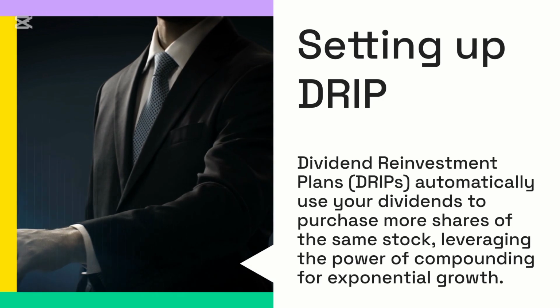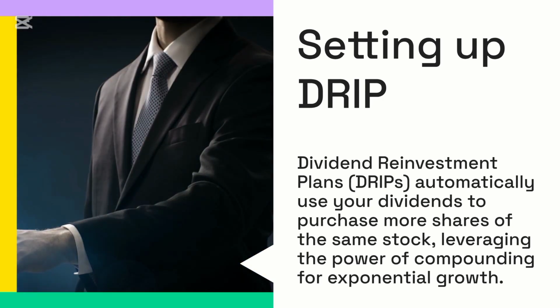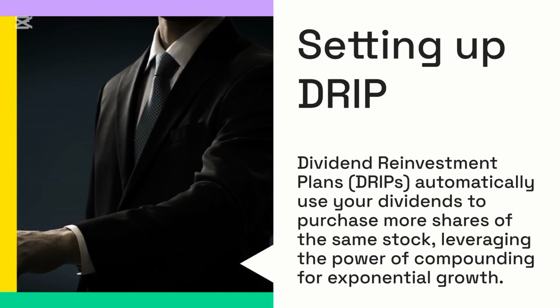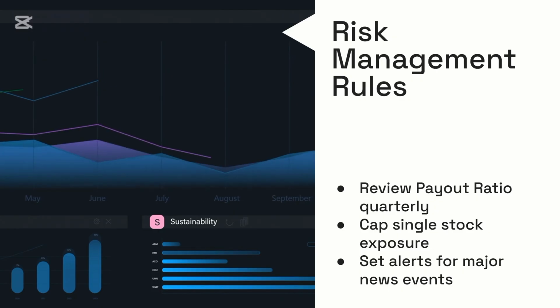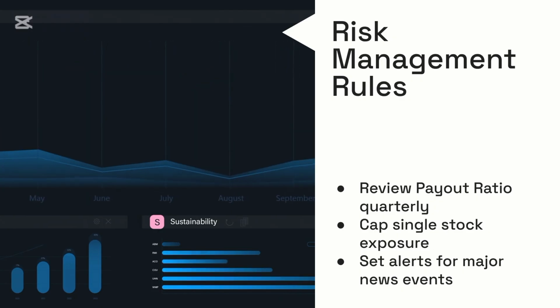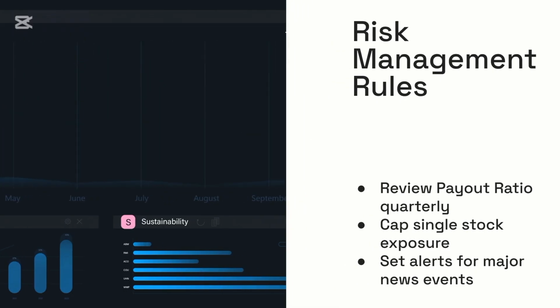Automation is achieved through DRIPs. Setting up a dividend reinvestment plan means every payout is automatically used to buy more shares, exponentially accelerating your portfolio growth over time. Even with automation, risk management is essential. Regularly check the payout ratio of your holdings and set strict limits on how much capital you allocate to any single stock to protect your portfolio.